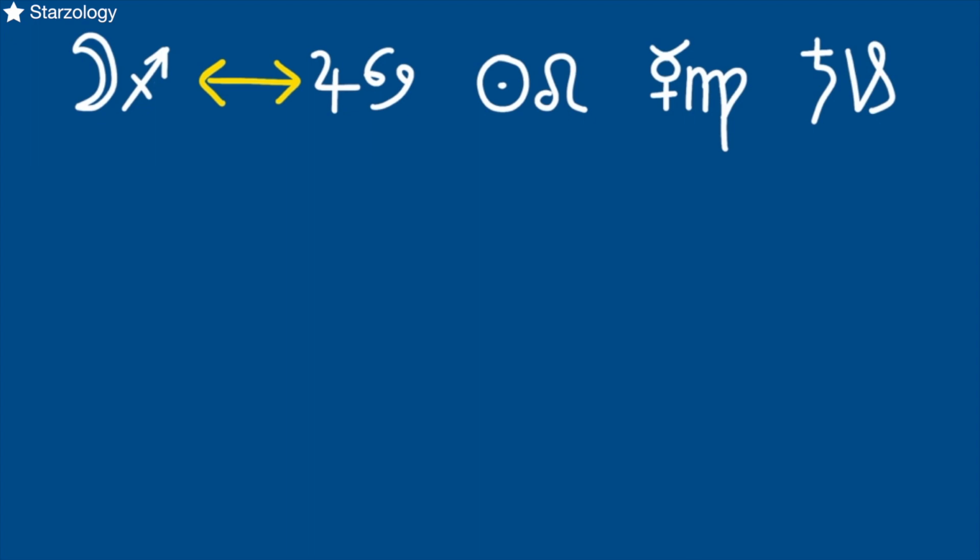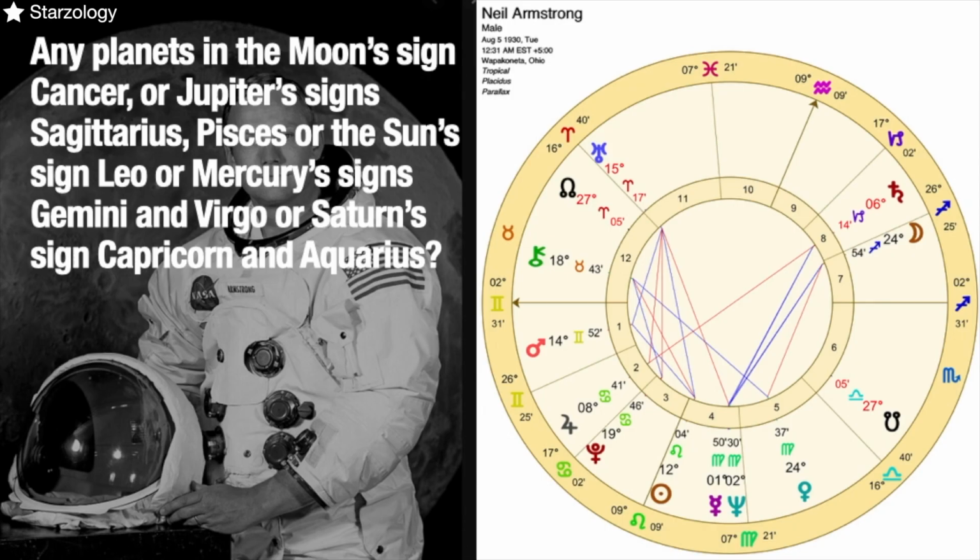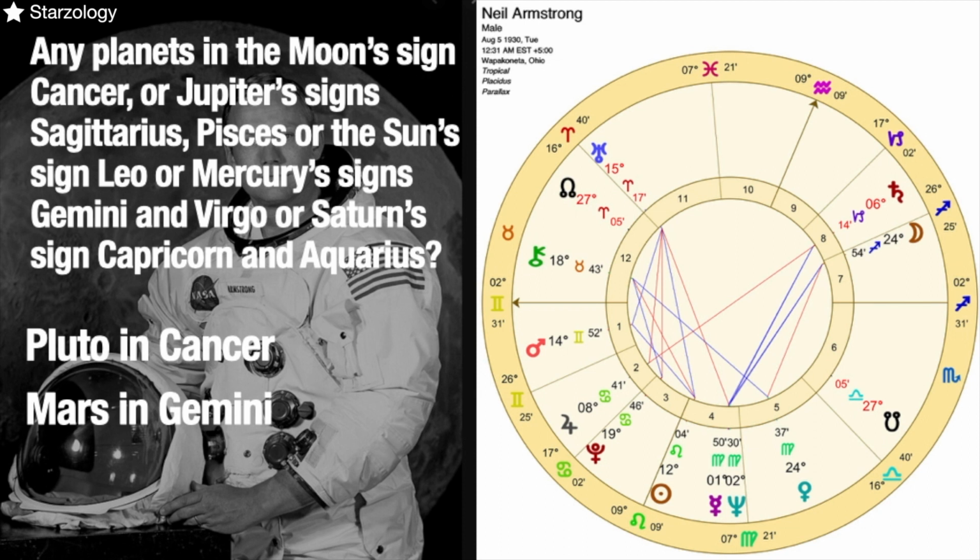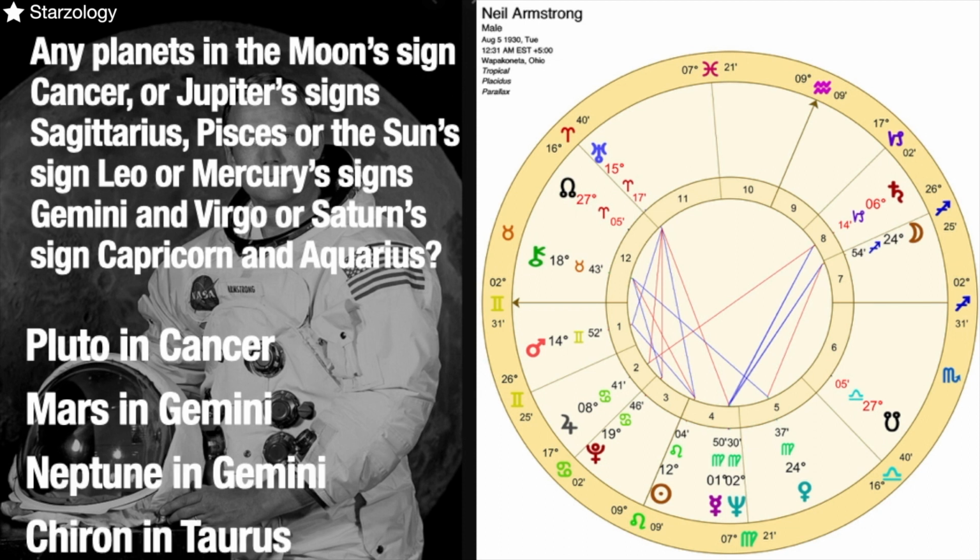So our next question is, are there any other planets in these planets' signs? So are there any planets in the Moon sign, Cancer, or Jupiter's sign, Sagittarius or Pisces, or the Sun sign, Leo, or Mercury sign of Gemini and Virgo, or Saturn sign of Capricorn and Aquarius? And yes, we have Pluto in Cancer, we've got Mars in Gemini, and we have Neptune in Gemini, and we have Chiron in Taurus.